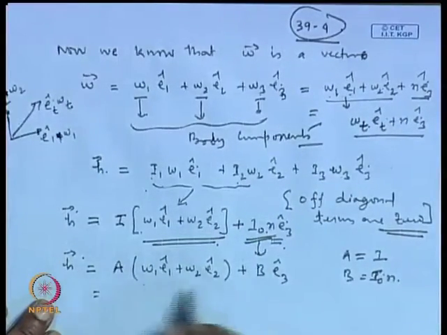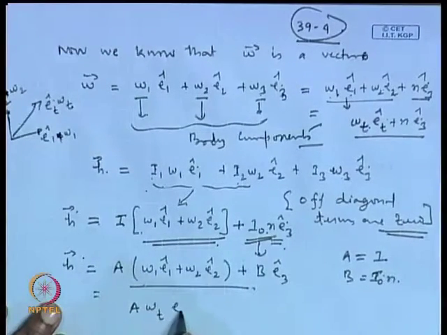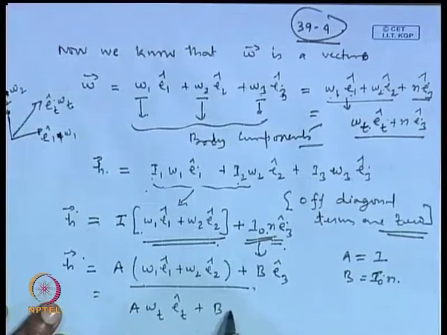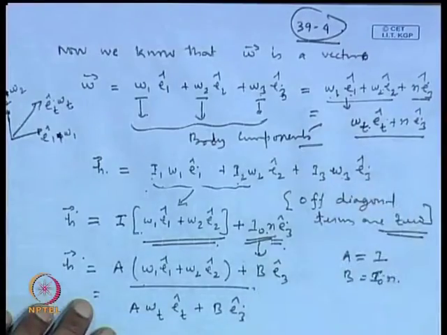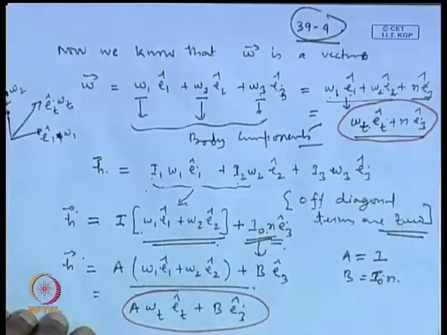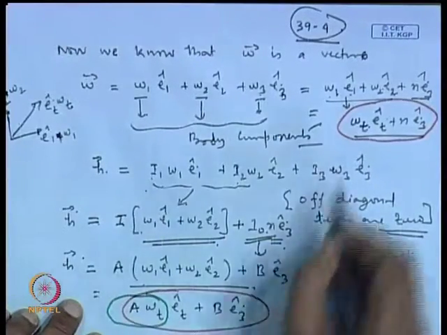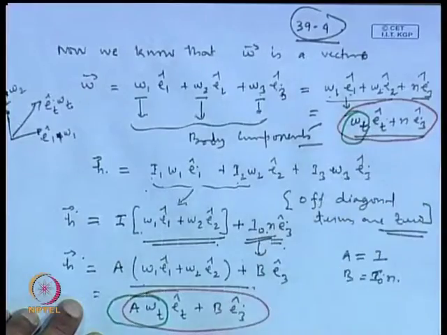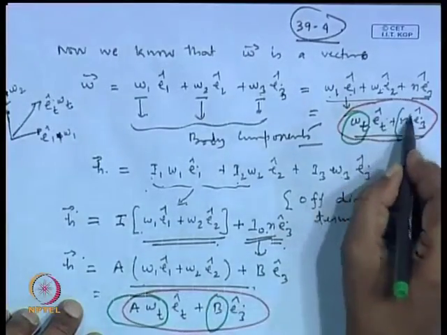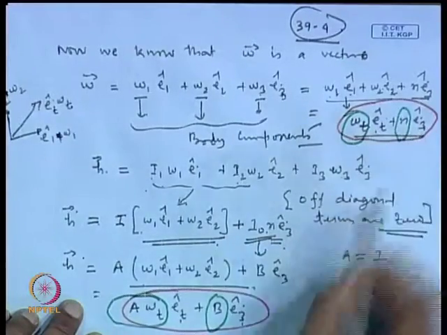So, the same way here we can write this as A times omega t times E t cap plus B times E 3 cap. Now, look into this equation and this equation. In these two equations, this part is simply a scalar, this part is a scalar, and both are multiplied by E t cap and E 3 cap. So, what does it say?